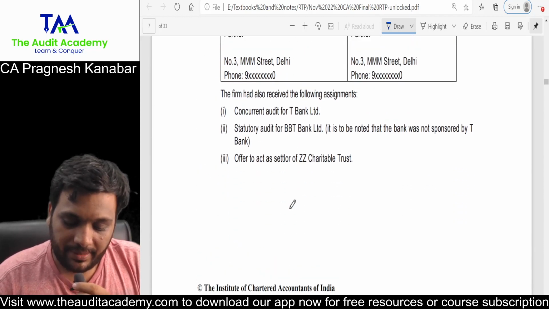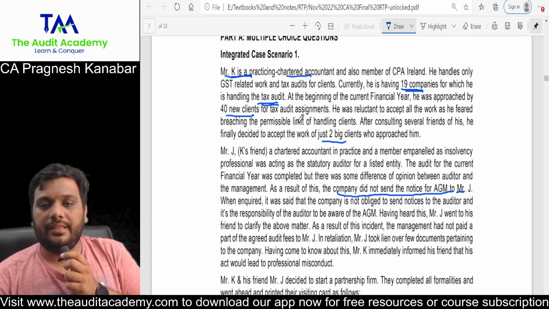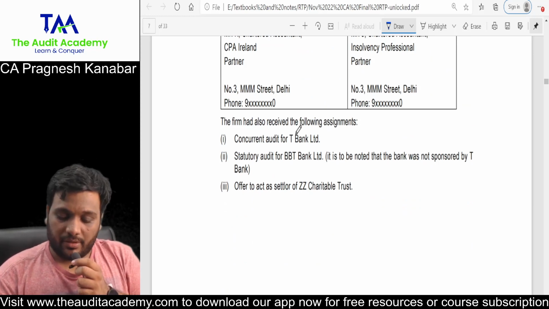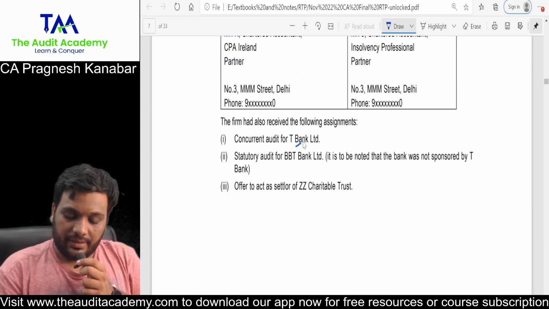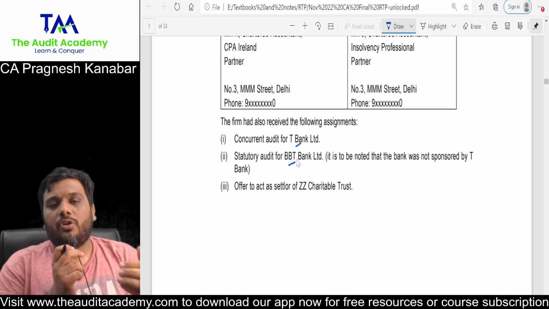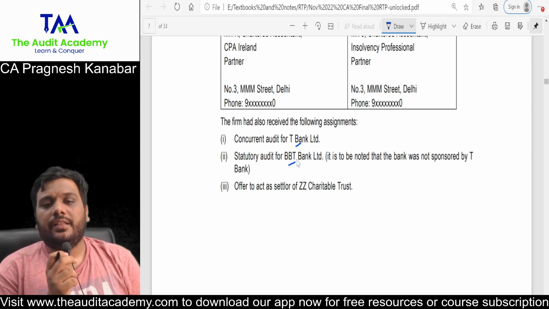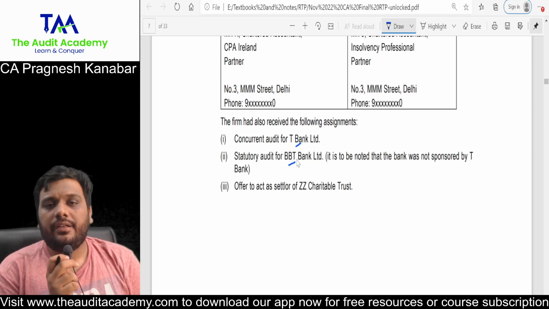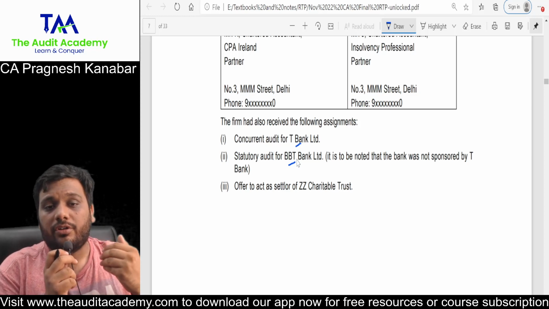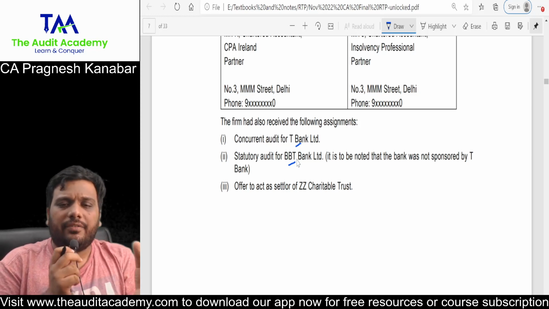All right. So basically what happened is that Mr. K and Mr. J were practicing chartered accountants, practicing separately. Then they started their partnership. All that is fine, and the firm has received these assignments. Now, concurrent audit for this T Bank Limited, statutory audit of BBT Bank Limited. They are very clear that if you are doing the statutory audit of one entity, then you cannot do the concurrent audit of that entity, and you cannot do vice versa, and you cannot do a concurrent audit of the entity which has been sponsored by the bank, or the vice versa position.